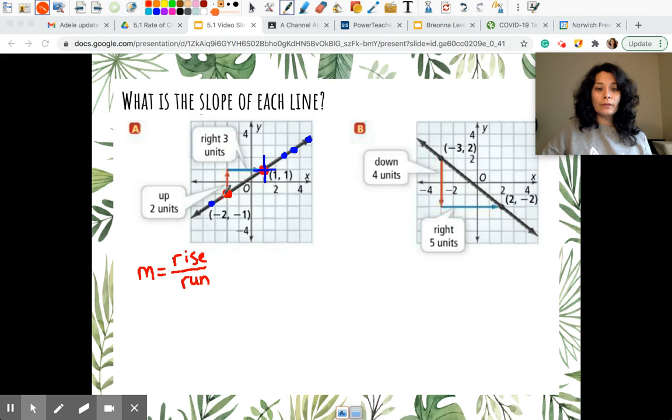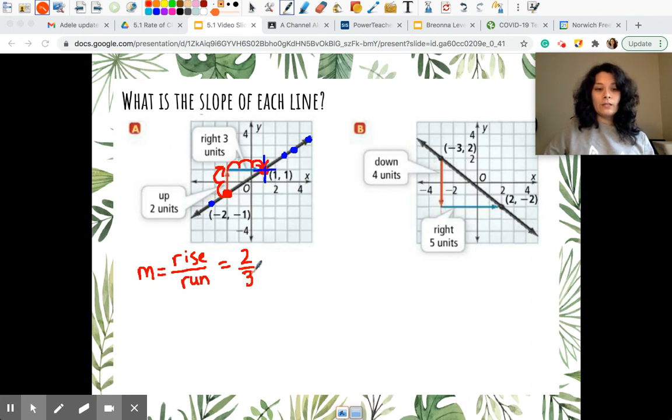When I go from the bottom point to the top, I have to figure out how much I rise first. So I rise however many times it would take until I'm level with that next point. I rise 2 units. So that's going to be my numerator. And then I run to the right however many times it takes until I reach this next point. And that's going to be 3 units.